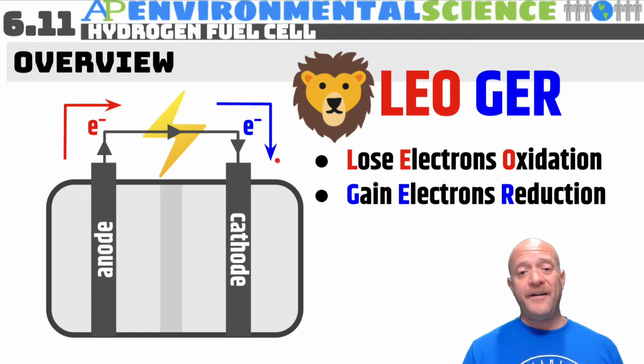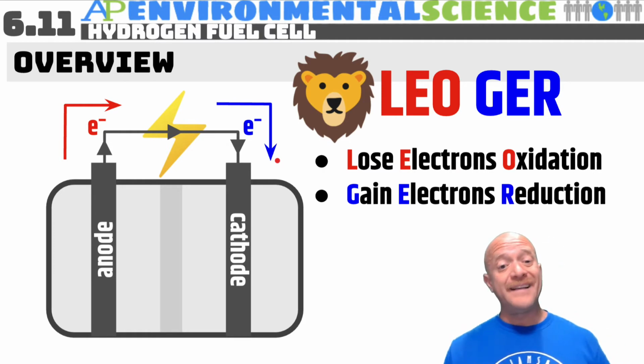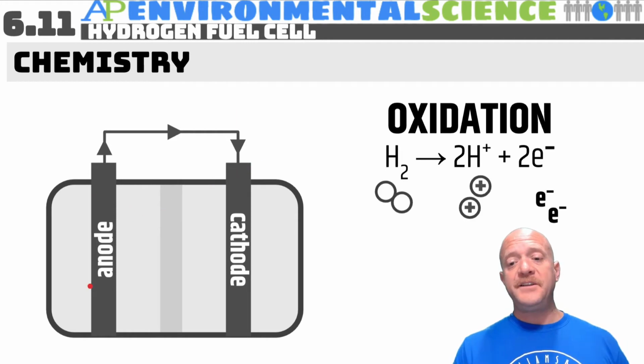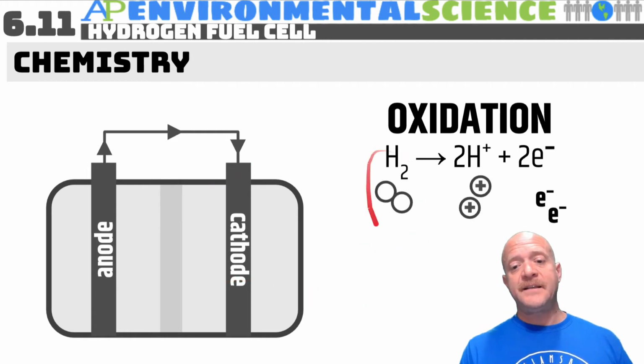Another thing, anode and oxidation both start with vowels. Cathode and reduction both start with consonants. That might be another way to remember it as well. So at the anode, this is where the oxidation is occurring. I'm going to use these little symbols. This represents hydrogen. This represents the H pluses, the hydrogen ions without the electrons. And these are the electrons from the hydrogens.